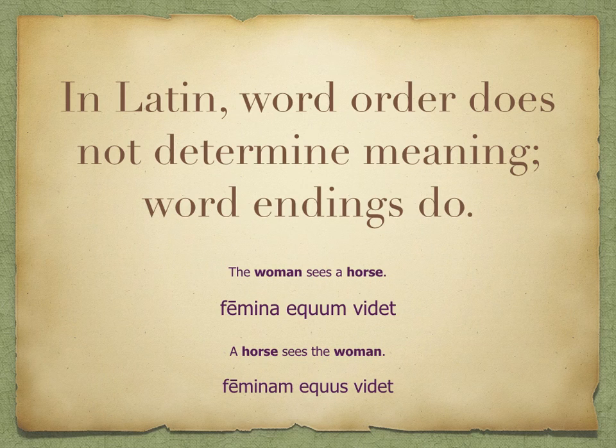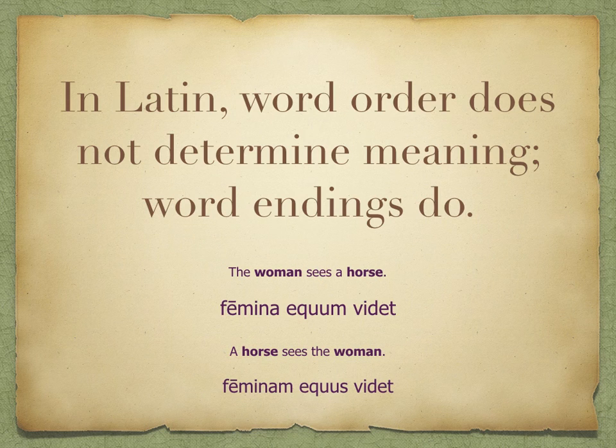In Latin, however, word order does not determine the meaning of the sentence. Word endings do. So the two sentences that we just had in English, when they're translated into Latin, look like these two Latin sentences: femina equum videt and feminam equus videt. And they're almost the same 3 words, but not quite.